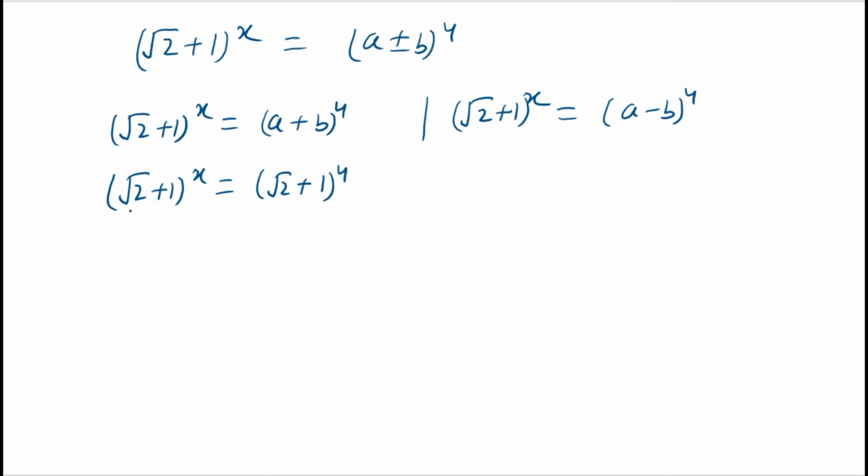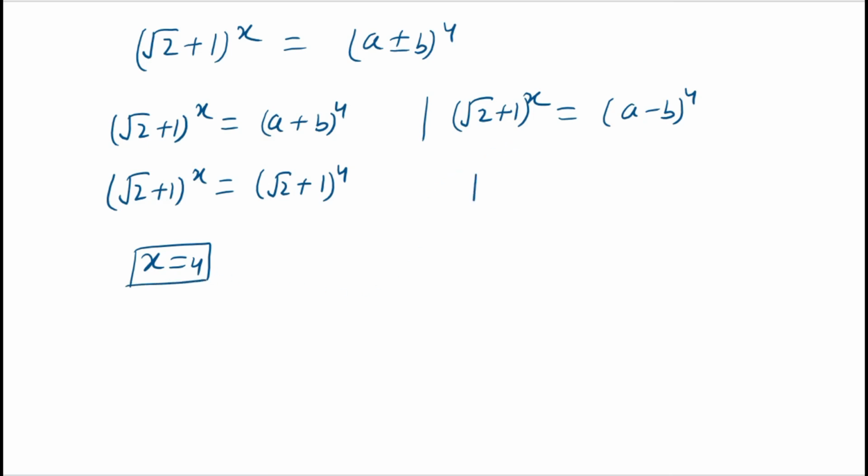Look carefully, in left hand side the base is √2 + 1, and in right hand side we have base √2 + 1. So if we compare both sides then you can say x equals 4. This is our first solution, the value of x is 4.